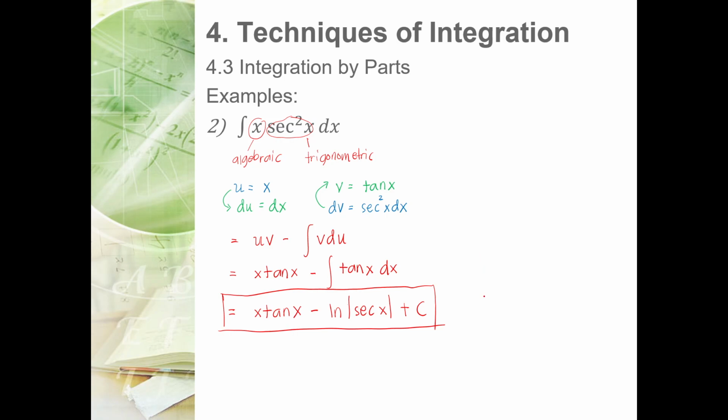So again, the other answer would be, if you're going to have x tangent x minus, and then minus negative ln of cosine x plus c, so the other answer would be x tangent x plus ln cosine x plus c. So that's the other answer for this item.